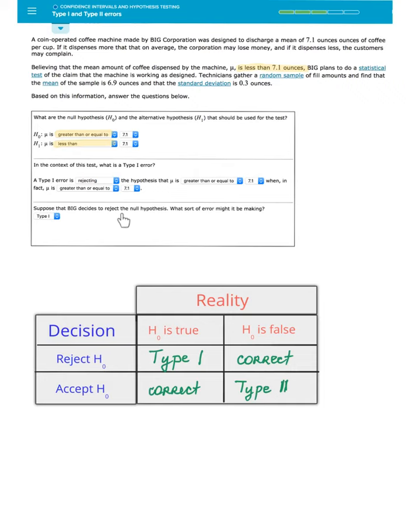Suppose Big decides to reject the null hypothesis, what sort of error might it be making? Again, rejecting a null hypothesis, if it's true, is a type 1 error.